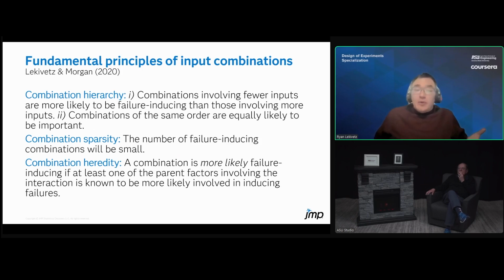Okay. And so that just says, well, I'm most likely to have a problem with a single input, which is that whole idea of unit testing and one factor at a time. On combination sparsity, it says, if I've done enough testing on my system before, then ideally that number of failure-inducing combinations is going to be small. And so combination heredity would just say, a combination is going to be more likely failure inducing if something involved in that is known to be more likely problematic.